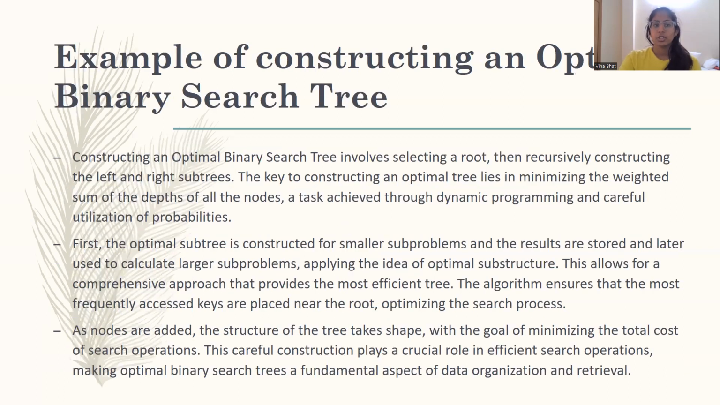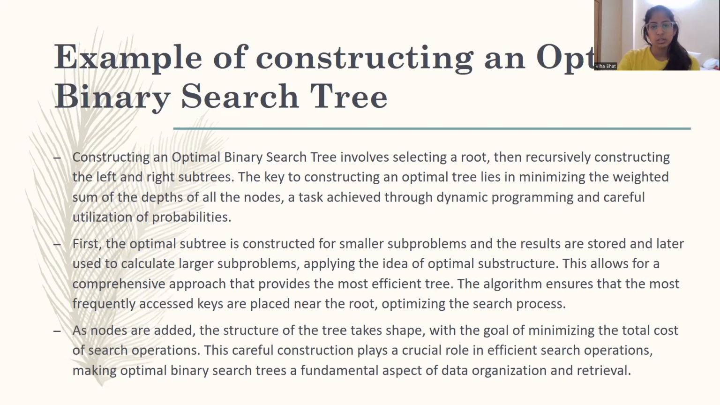Next is an example of constructing an optimal binary search tree. So this involves selecting a root, then recursively constructing the left and right subtrees. The key to constructing an optimal tree lies in minimizing the weighted sum of the depths of all nodes, a task achieved through dynamic programming and careful utilization of all probabilities.